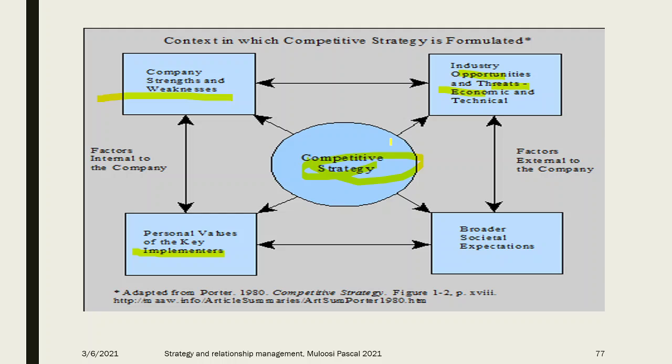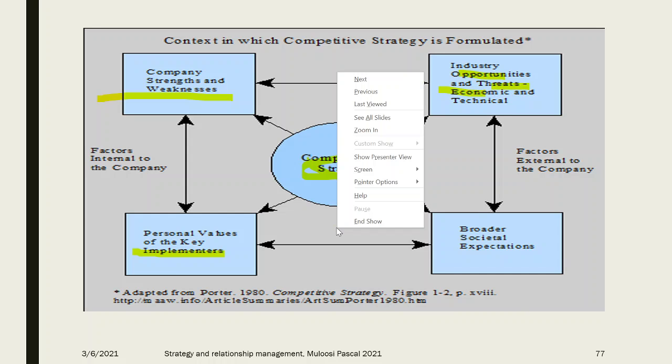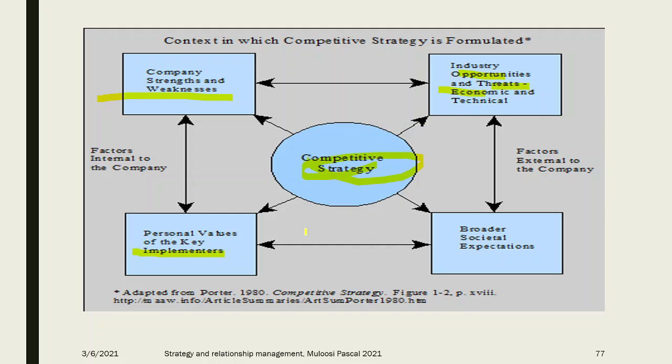So therefore, as you can see, all these work hand in hand. You cannot run away from one or the other. So that is how we scan the environment within which we are operating.